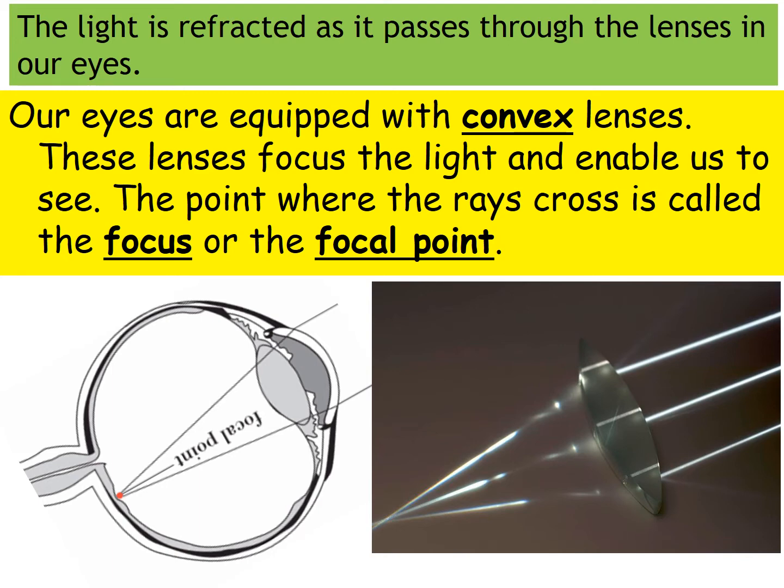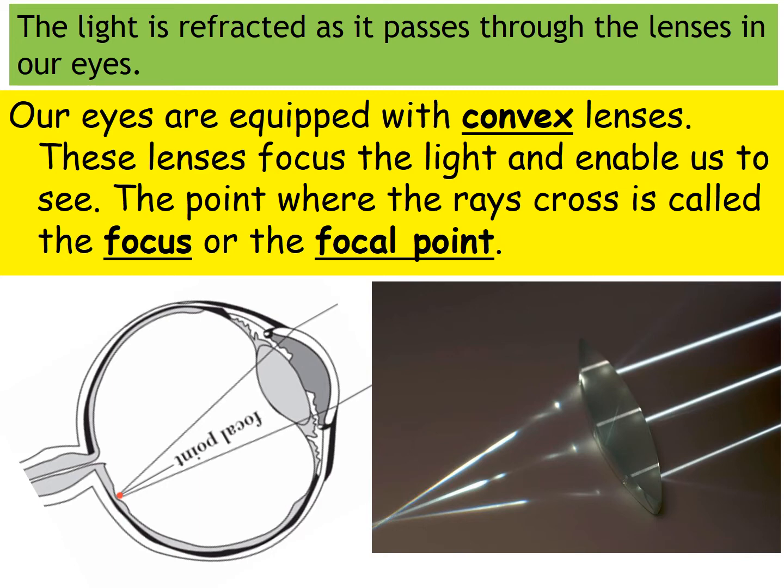Light is refracted as it passes through the lens in our eyes. So our eyes are equipped with these really interesting lenses. They're called convex lenses. So what they do is they focus the light and enable us to see.